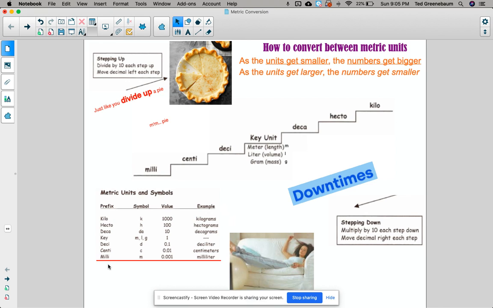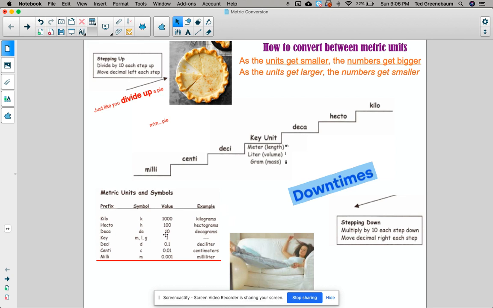What do these prefixes mean? Kilo means 1,000 of something. So if you have a kilogram, that's 1,000 grams. Hecto is the prefix meaning 100. How do you remember that? Because Hecto is an old man's name. I'm Hector, and I'm 100 years old.